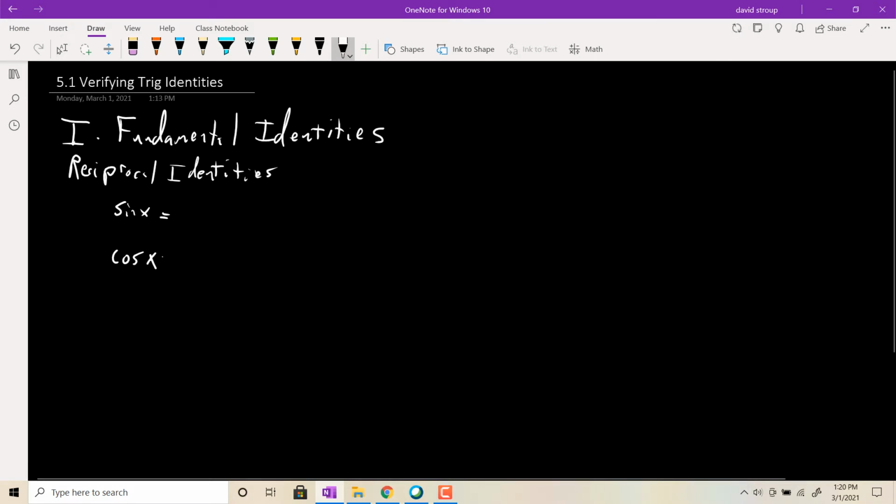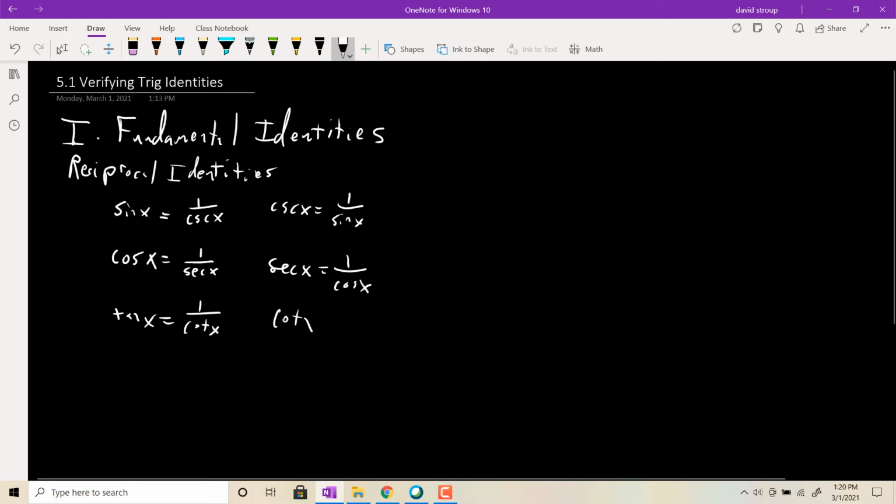So anyway, sine x is the same as 1 all over cosecant x. Cosine is the same as 1 all over secant x. And then, of course, we have tan x is 1 over cotan x. And then cosecant x is 1 over sine x. And secant x, of course, is 1 over cosine x. And finally, cotan x is 1 over tan x.